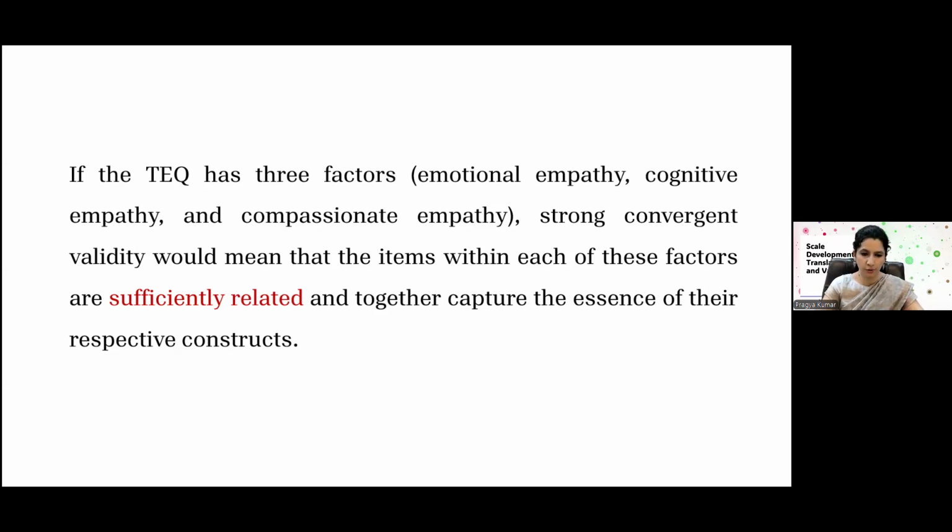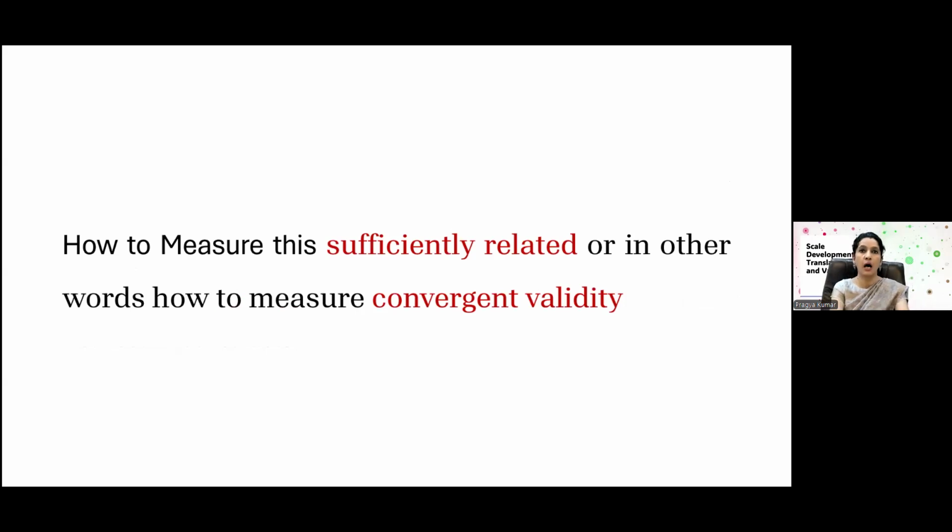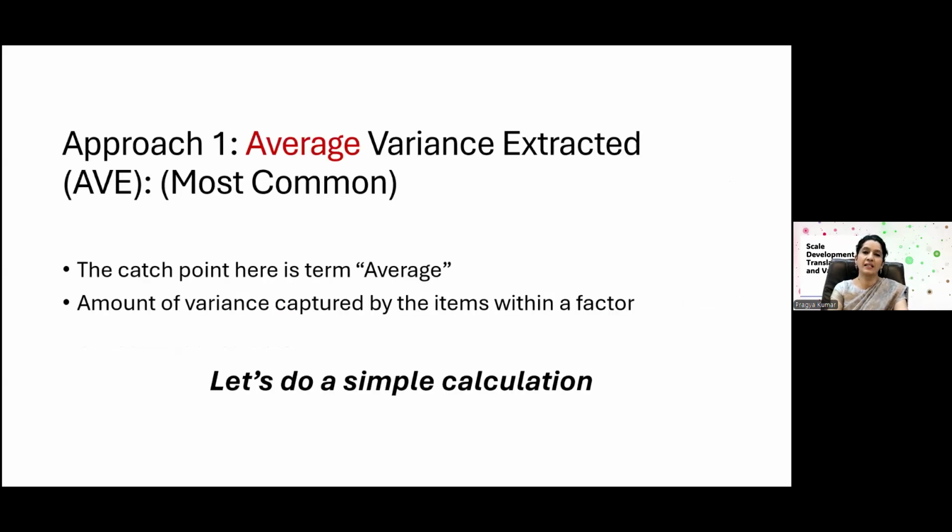So there are ways to check that statistically. How do we measure sufficiently related, or in other words, the convergent validity, because sufficiently related means convergent validity? Basically there are three approaches to report convergent validity. The first two are very objective, and the third one is again objective, but less objective than the first and second. The first is also known as the AVE, or average variance extracted. It is a very commonly reported measure for convergent validity.